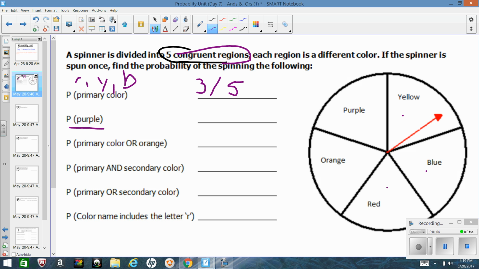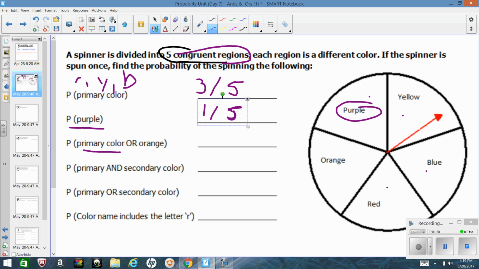Next, we want the probability of purple. If we notice, there's only 1 purple section. So again, what we want is purple compared to our total. So our probability would be 1/5.